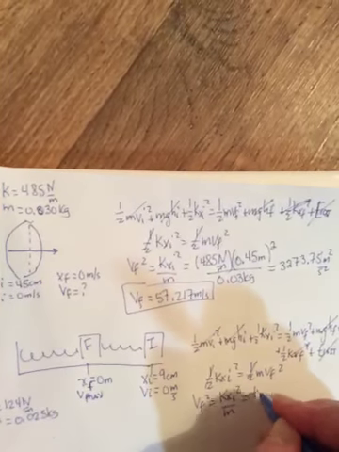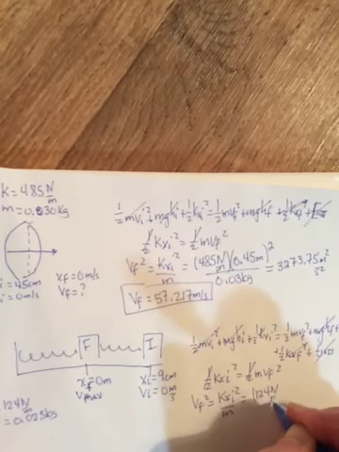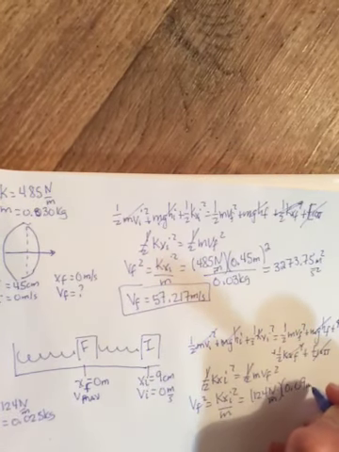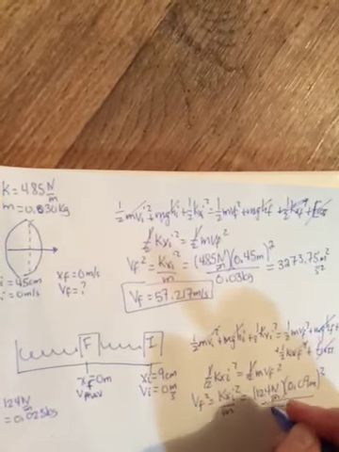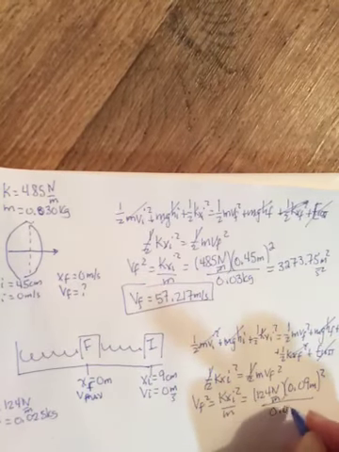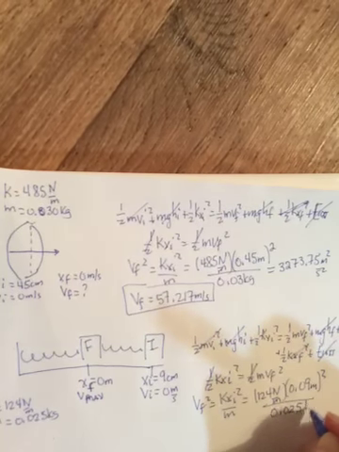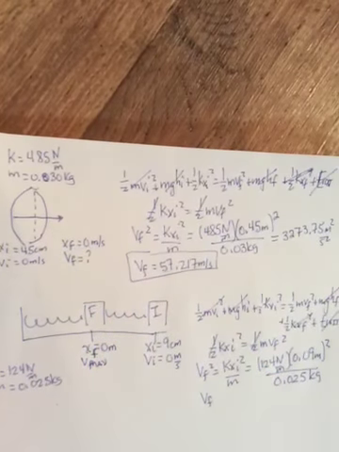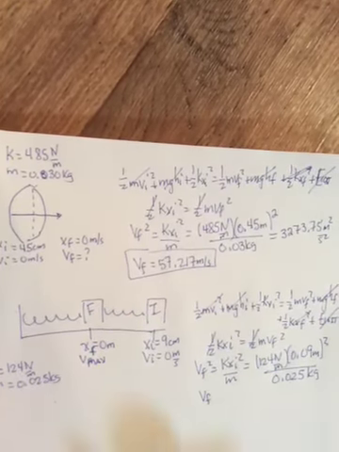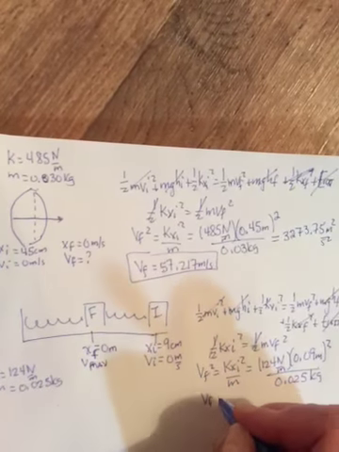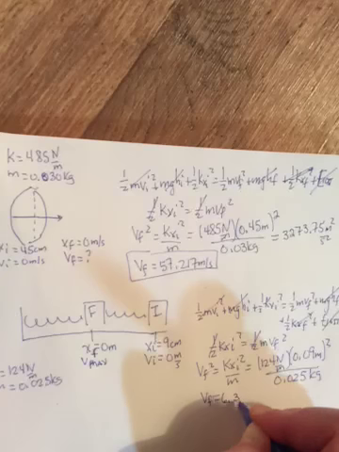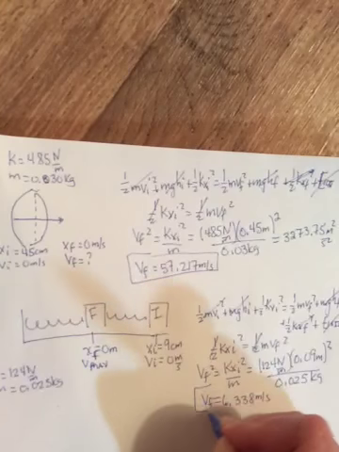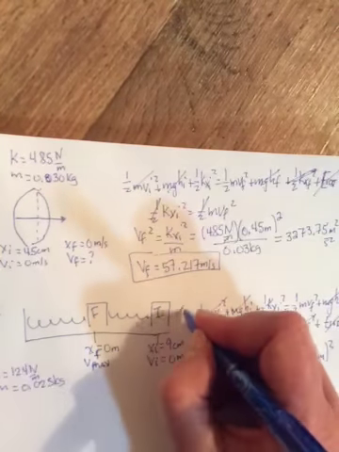k, they told us, was 124 newtons per meter. x was 9 centimeters, or 0.09 of a meter squared. And the m was 0.025 kilograms. Again, this is going to be vf squared, and you're going to need to take the square root, and when you do, you get, already square rooted, 6.338 meters per second. Before the square root, 40.176. Okay, that's part A.